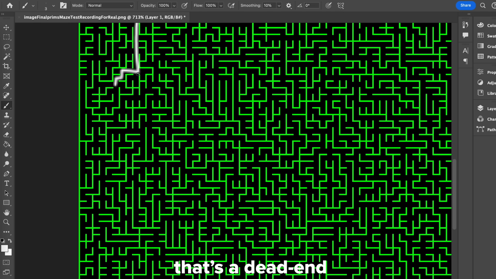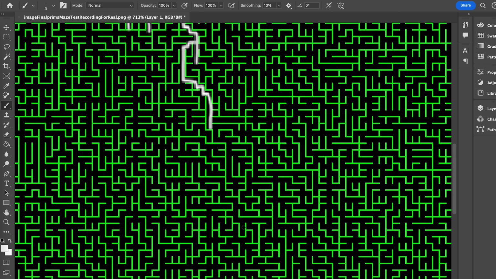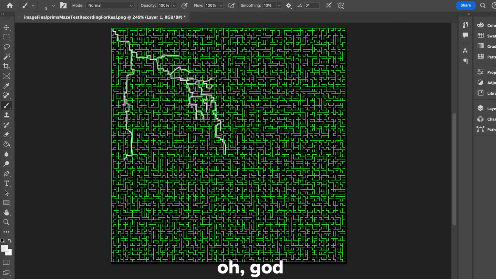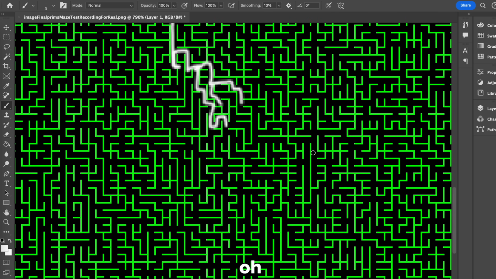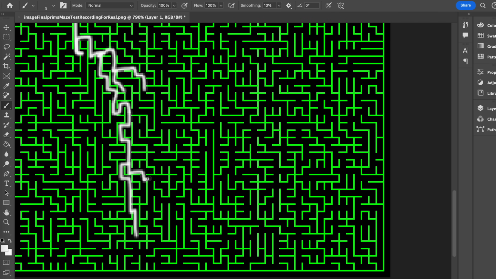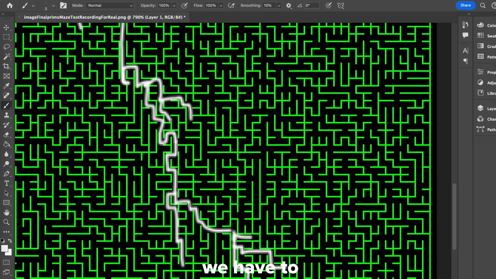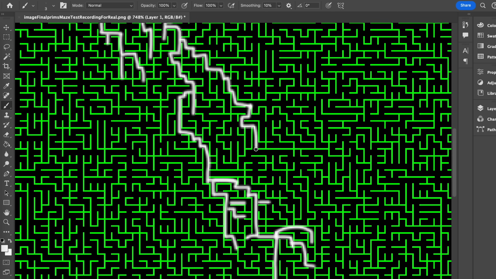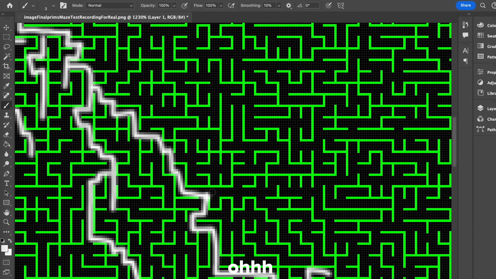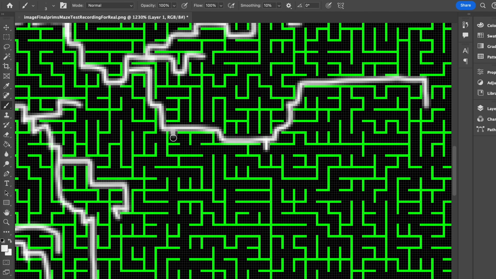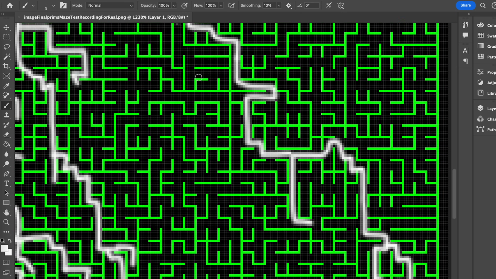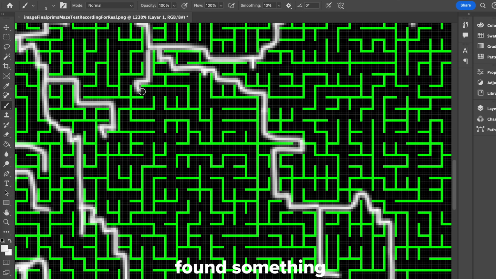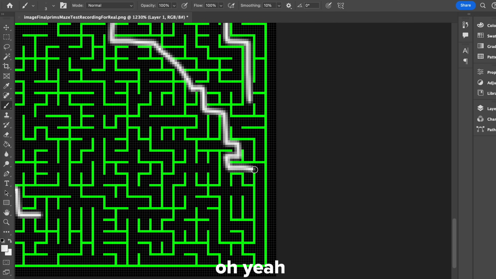Okay, that's a dead end. Go this way. Ooh, how far along are we? Oh, God. Stuff is happening. Oh, we're actually pretty close. Oh, that is dead, so we have to go back. Does this maze even have a solution? Oh, we missed something here. Wait. Oh, no. Oh, wait, I just found something. Oh, yeah, we did it.